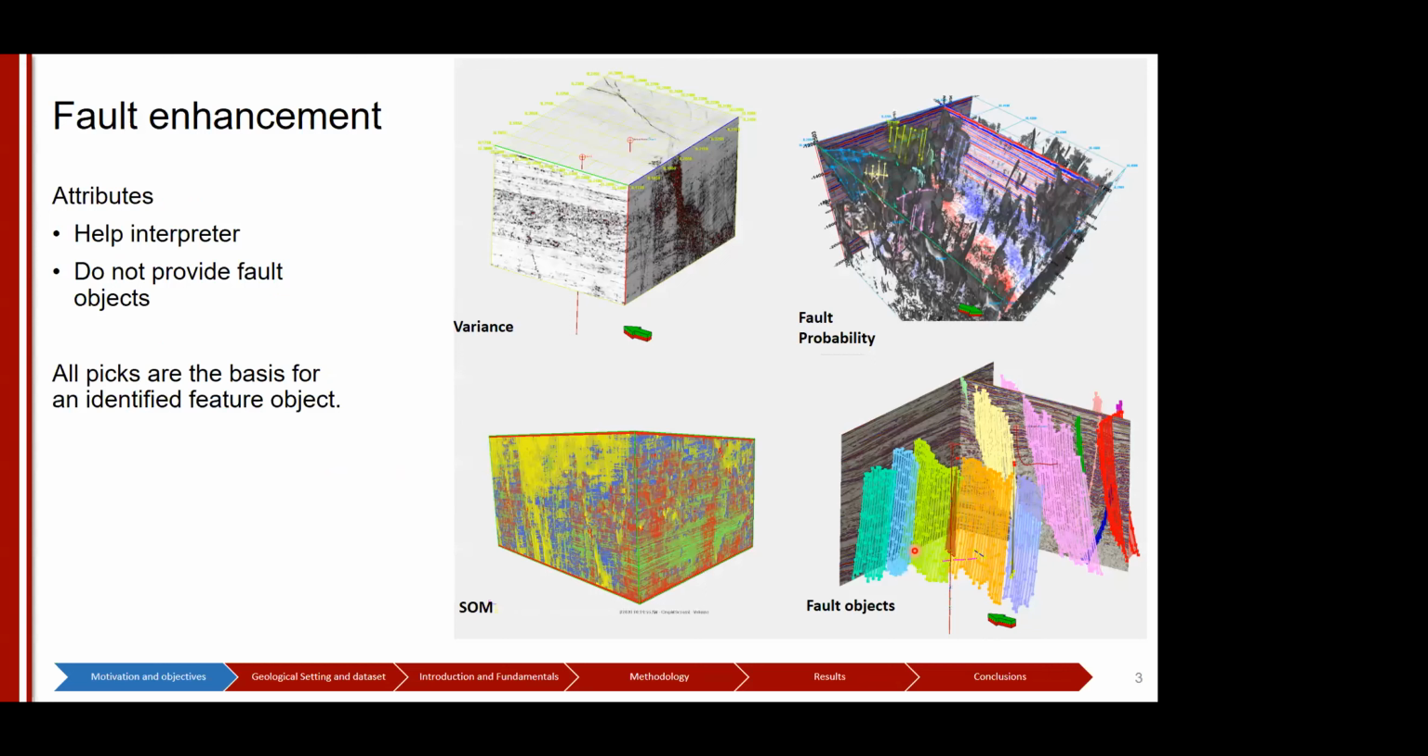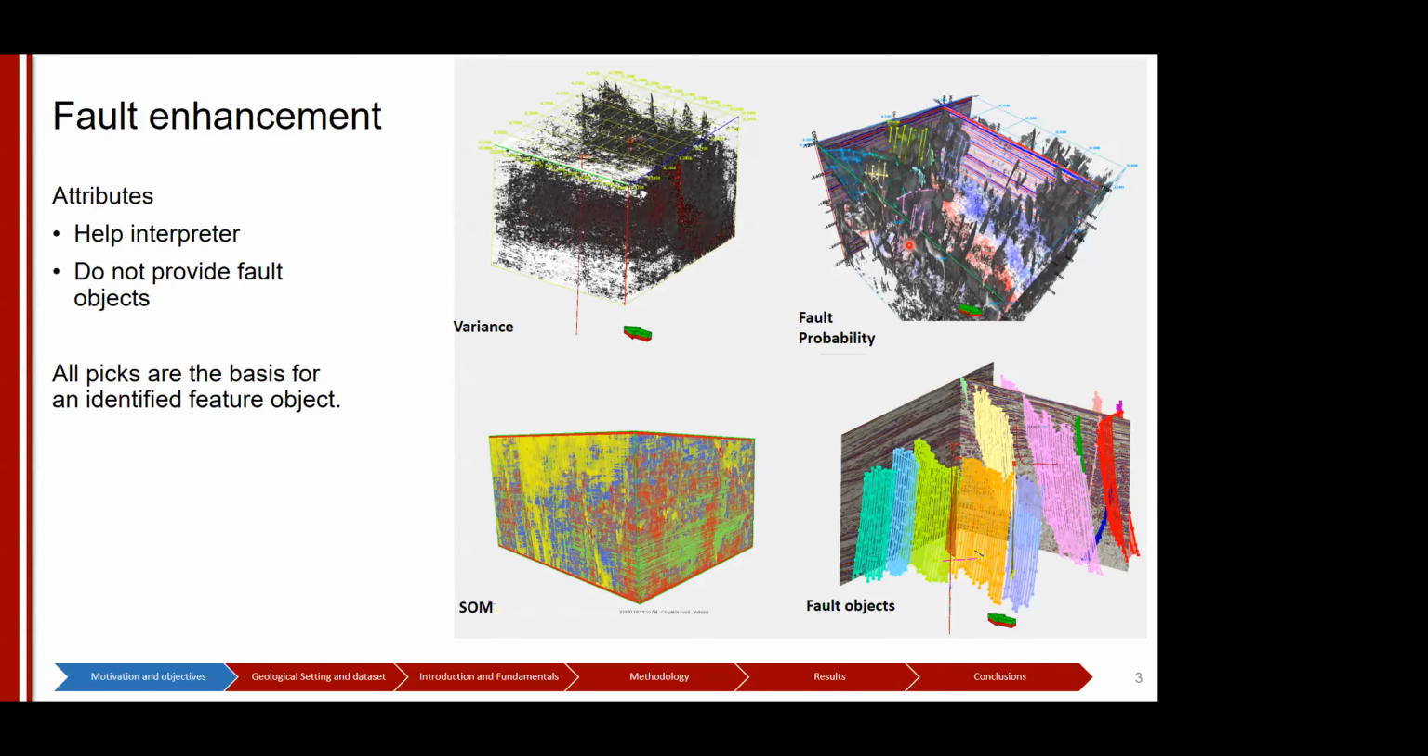So, motivation. Fault enhancement methods help the interpreter to map discontinuities in seismic volumes. As interpreters, we map faults using fault probabilities, usually co-rendered with amplitudes, but different methods exist, and the differences between them are evident. You can see here a variance volume, a probability volume, and a self-organized map classification to enhance faults and structures in a seismic volume. But usually these methods also enhance other features such as channels or noise. For example, you can see here a lot of noise.